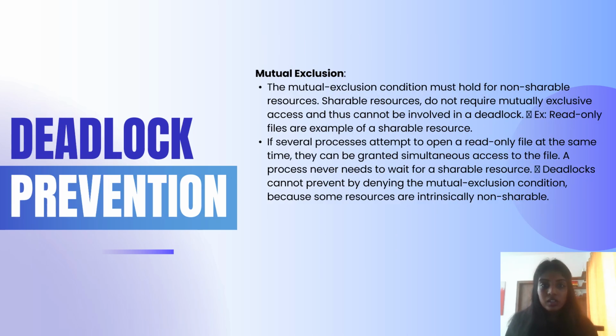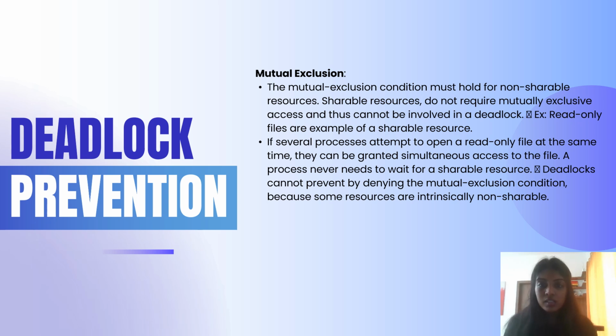Next, we have different methods for deadlock prevention. The first one is mutual exclusion. The mutual exclusion condition must hold for non-shareable resources. Shareable resources do not require mutually exclusive access and thus cannot be involved in a deadlock. Example, read-only files are examples of a shareable resource.